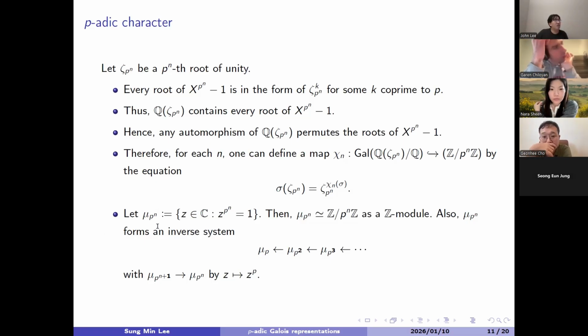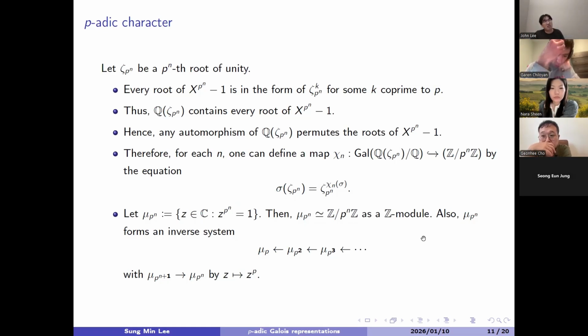Now let μ_{p^n} be the p^n-th roots of unity. So μ_{p^n} is isomorphic to Z/p^n Z, because now not only ζ_{p^n} or any power k coprime to p is there, but basically any k power should be there, so it should be Z/p^n Z as a Z-module.